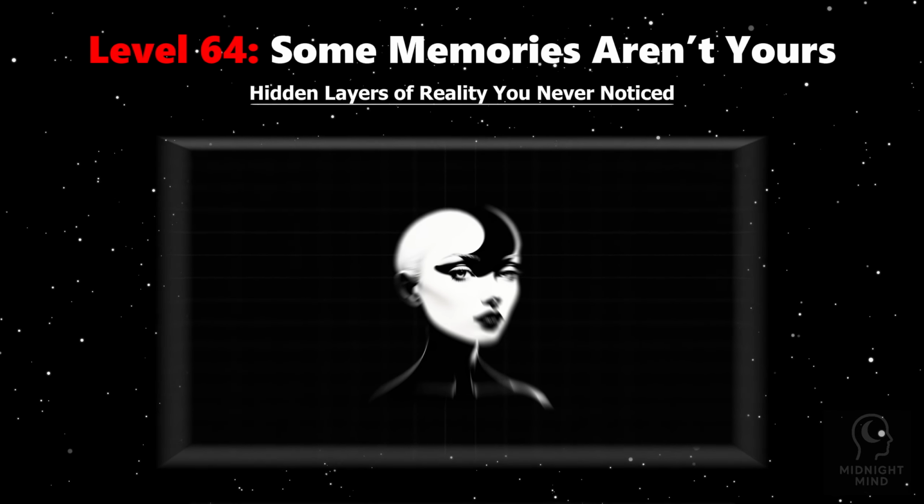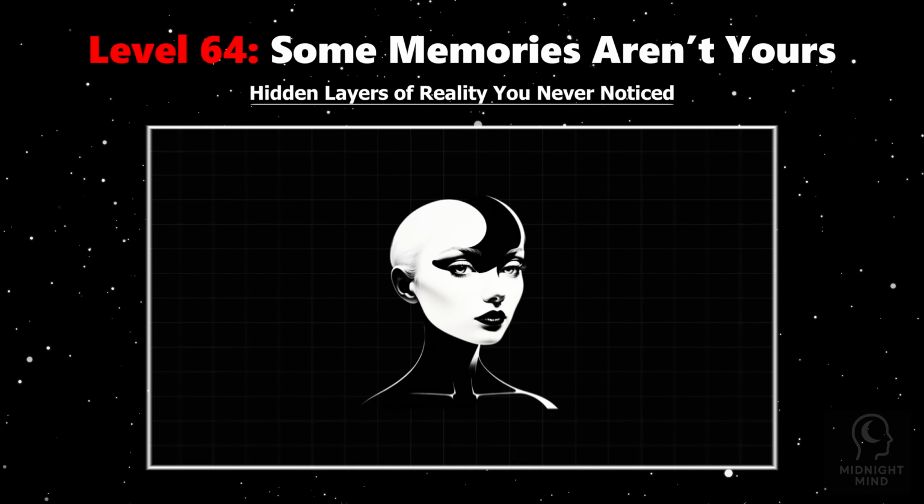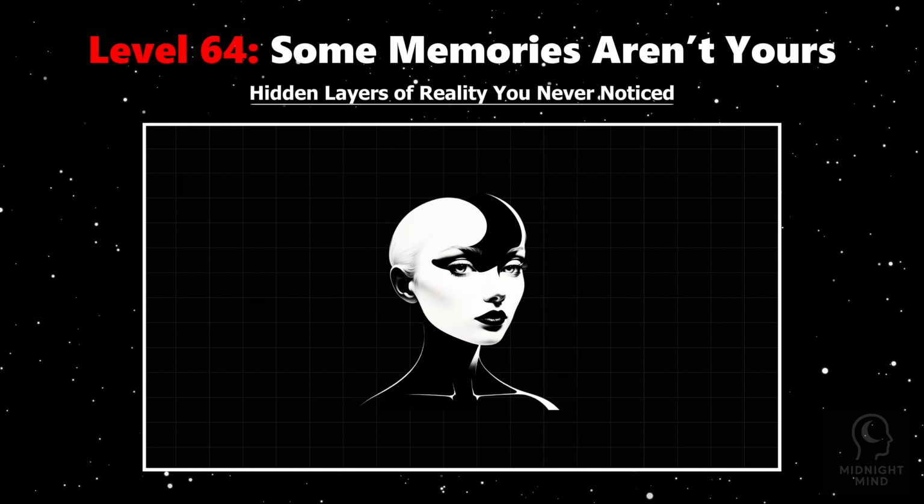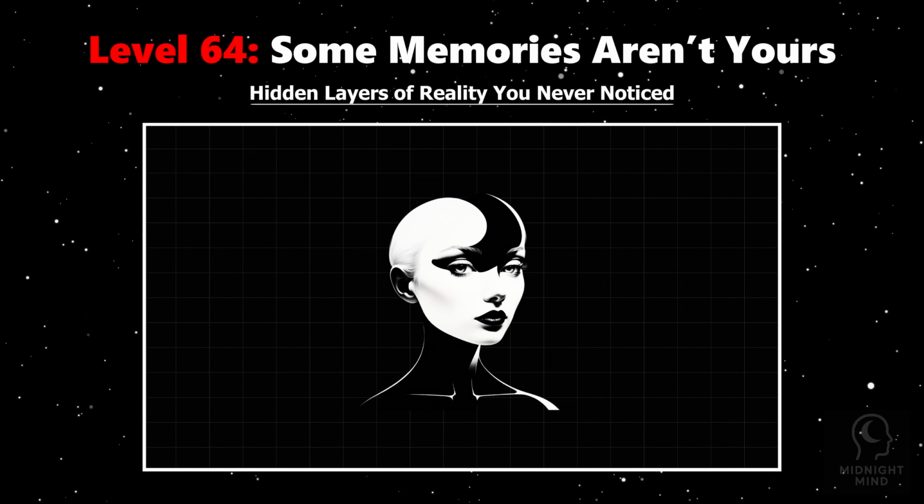Imagine recalling a memory so vivid, so detailed, you're certain it happened to you. But what if that memory isn't yours at all? Science shows our brains are remarkably suggestible, absorbing stories, dreams, and even fragments from relatives' recollections, blurring the lines between what we experienced and what we inherited.